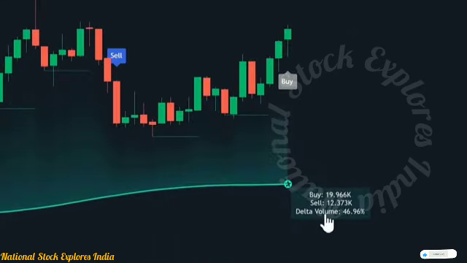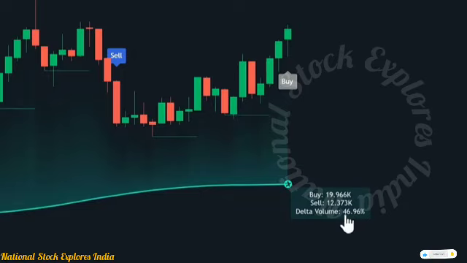The delta volume is supposed to be at least 20%. The delta volume is actually the difference between the volume for all the bullish candles and the volume for all the bearish candles within this specific trend. So it basically takes the buy volume value minus the sell volume value and expresses it as a percentage. Having a minimum of 20% increases the probability of the price going up.